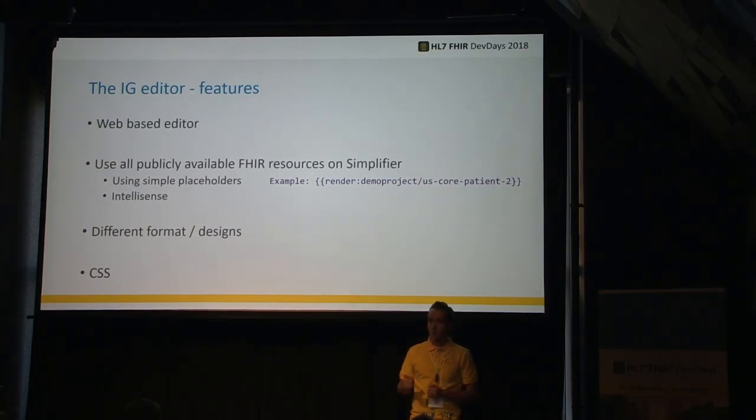It's possible to use your own project resources, but you can also use all the other resources that are publicly available on Simplifier. You just enter them in your implementation guide with some of our statements. For example, if you use render and then the project URL key and the resource URL key, the implementation guide will render that specific FHIR resource in your implementation guide.